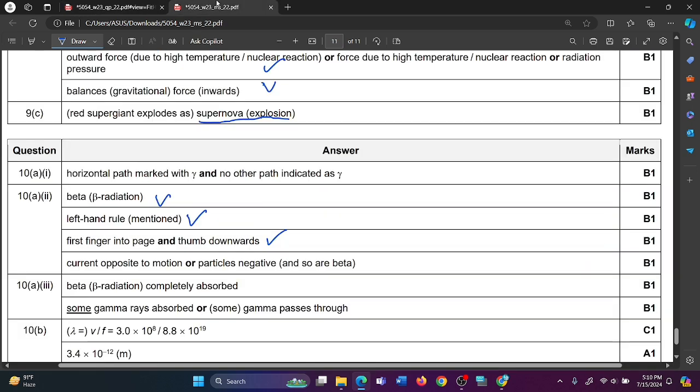So I think this should be enough. Yes, beta radiation completely absorbed. Some gamma rays absorbed or gamma rays passed through. So we wrote this part then.